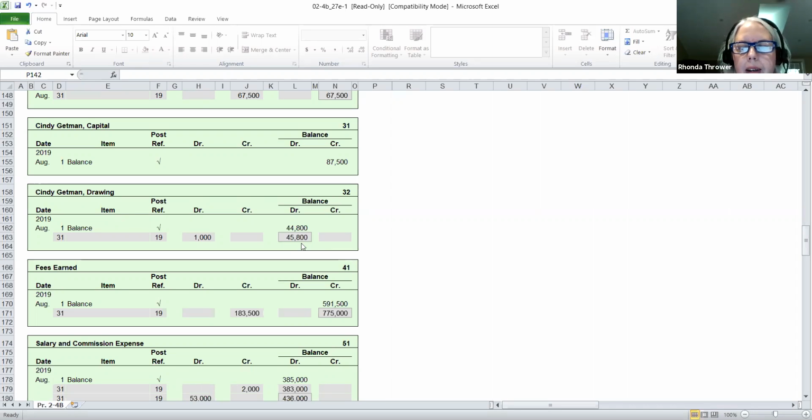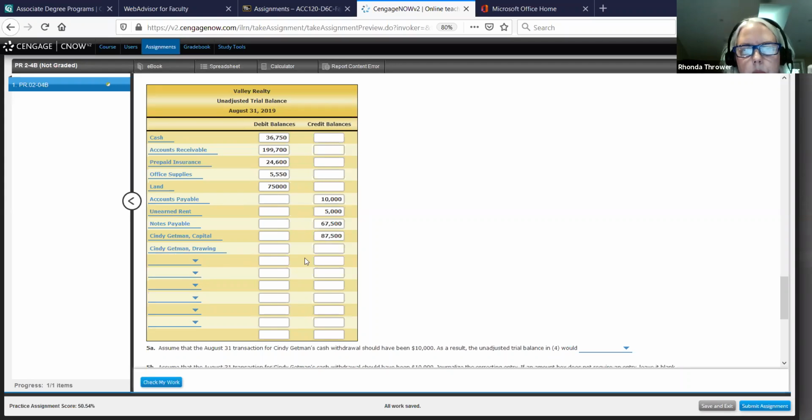So drawing has a debit balance. So we have to put it on the debit side, $45,800. Then we're going to move to the ledger again. So I'm going to stop sharing. I'm going to go back to my ledger account.